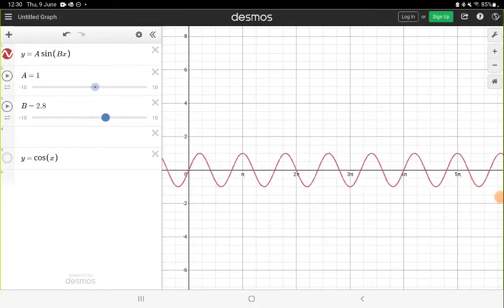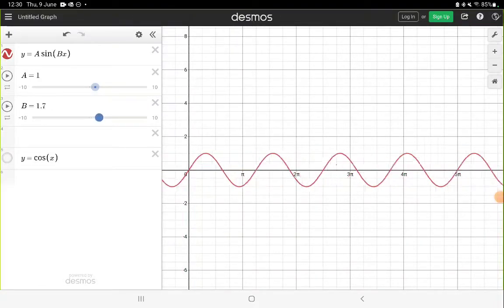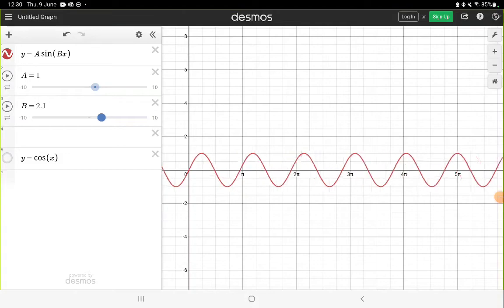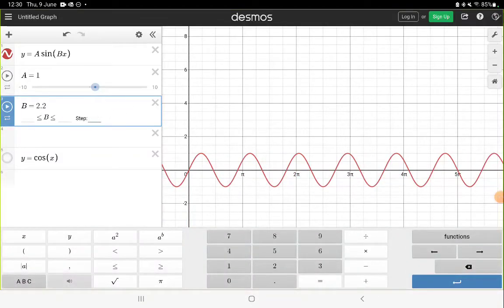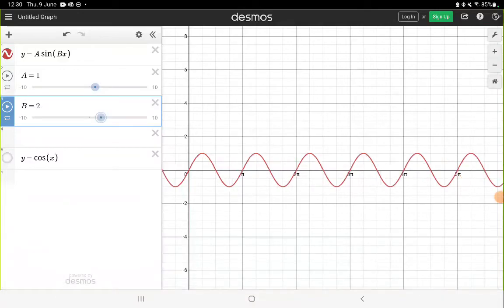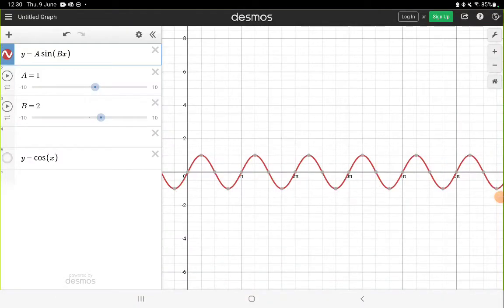But as we change b, you'll see that that period will actually change. If I change b to, say, 2, you can see here that now it repeats every pi. So as we increase the b value, it actually decreases the period of the function.